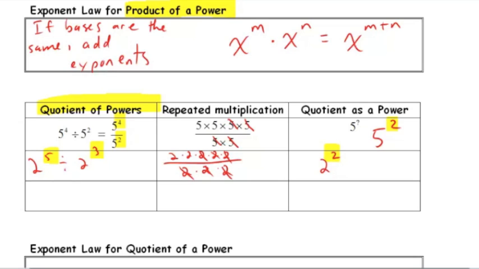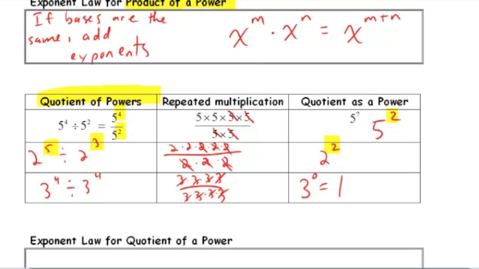Again, the last one we can look at is, hey, what if we had 3 to the 4 divided by 3 to the 4? Well, that's just 3 times itself 4 times over 3 times itself 4 times. So 3 divided by 3, 3 divided by 3, 3 divided by 3, 3 divided by 3. We're left with 3 to the power of 0, which, hey, we know from our first section that anything to the power of 0, or to the exponent 0, is going to be 1.